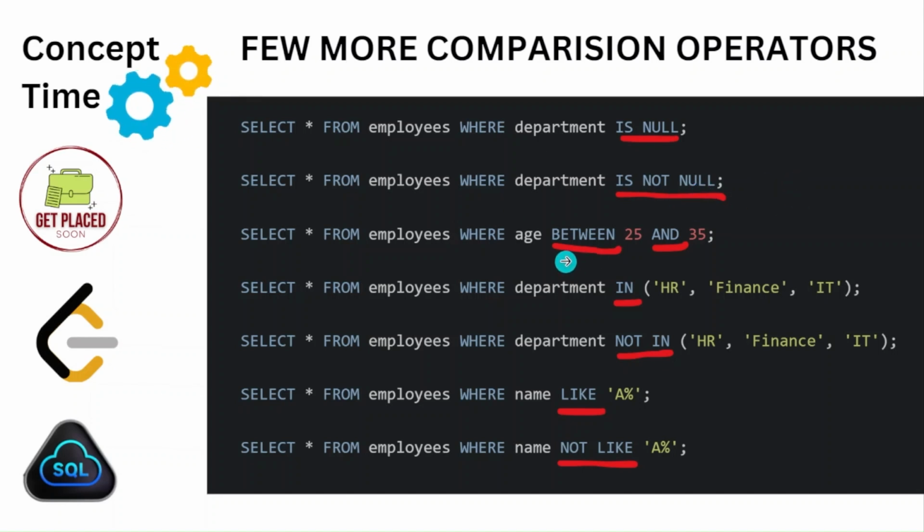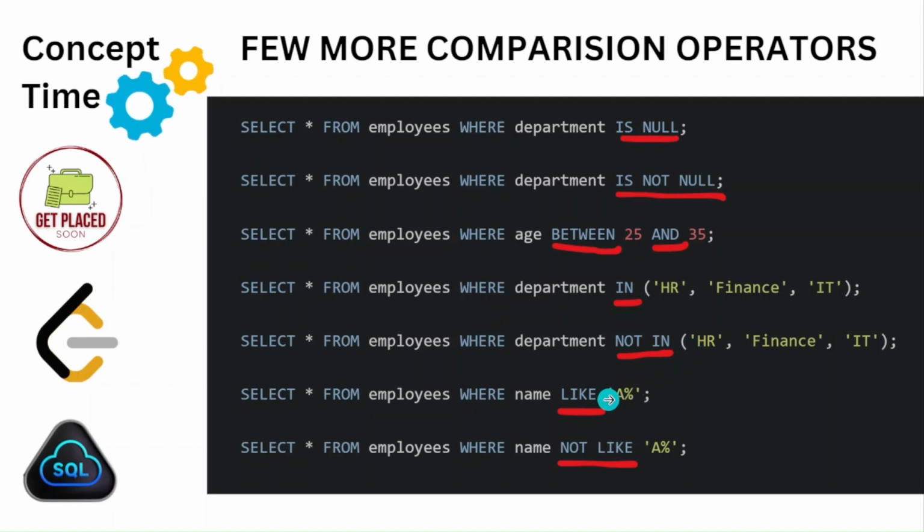Now here we have one more comparison operator, that is BETWEEN AND. Between 25 and 35: the rows where the age is between 25 and 35, including 25 and 35, are retrieved here. We also have IN and NOT IN here. You can see in the column department, we have multiple values. You can mention the values here and use the comparison operator IN. So if the value in this department column is HR or finance or IT, then those values are retrieved. If it is NOT IN HR, finance, IT, then those values are retrieved.